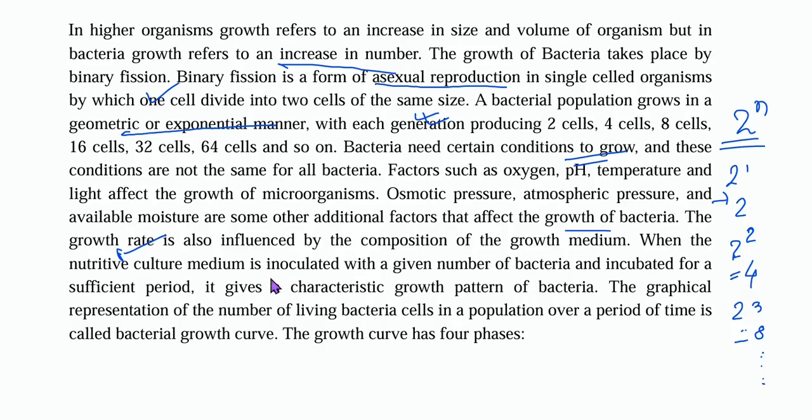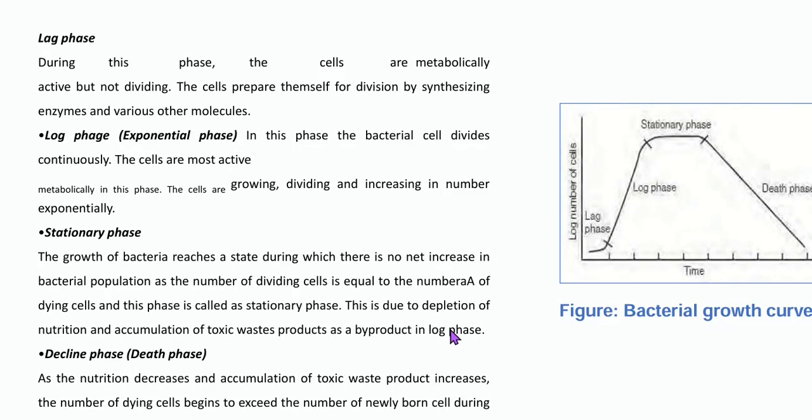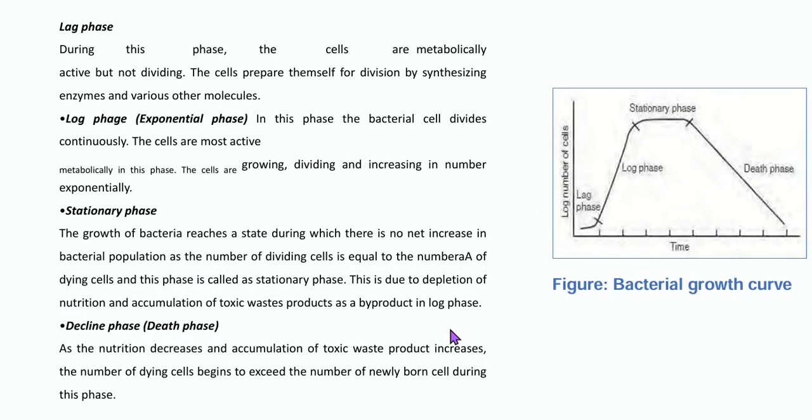When the nutritive culture medium is inoculated with a given number of bacteria and incubated for a sufficient period of time, it gives us a characteristic growth pattern to understand. The graphical representation of the number of living bacterial cells in a population over a period of time is called the bacterial growth curve. We'll be discussing the growth curve, and it is divided into 4 phases. So you can see here. What are the 4 phases?